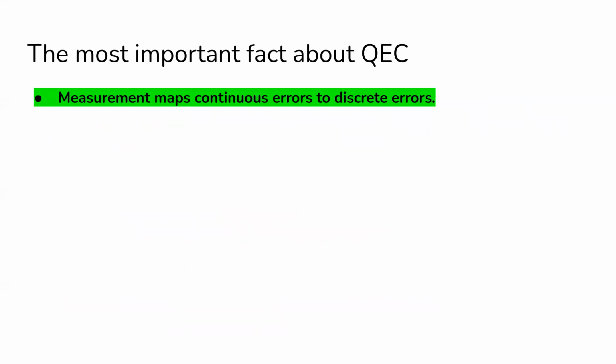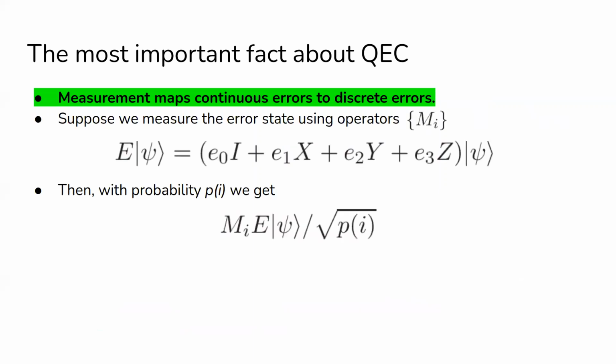Measurement is the key, like I said. Measurement is a key step in error correction. It's going to map continuous errors to discrete errors. So what does that mean? Let's say we have this error state, and let's choose some set of measurement operators, which we'll do in error correction. As I said at the start in the review, with probability p_i, we're going to get one of these, M_i acting on E, this projection.